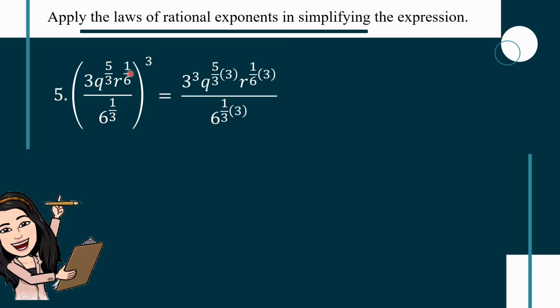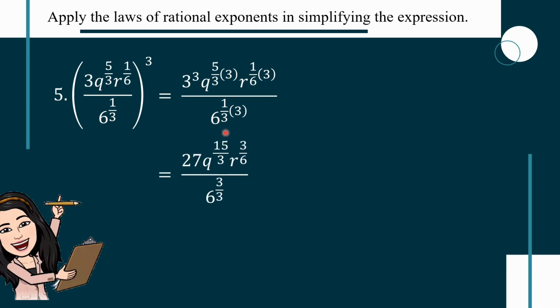So, that will be equal to 3. Unahin natin si 3 cubed. Q raised to 5/3 times 3. R raised to 1/6 times 3 divided by 6 raised to 1/3 times 3. So, dinistribute lang natin yung ating index, yung ating exponent. Okay? Now, we will begin on simplifying.